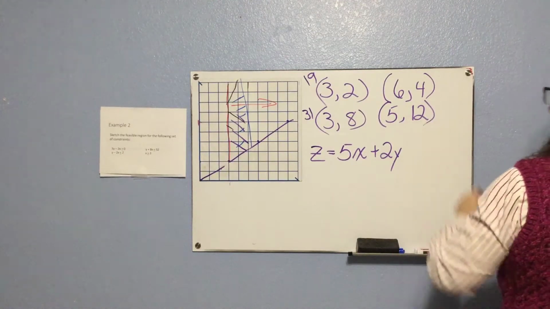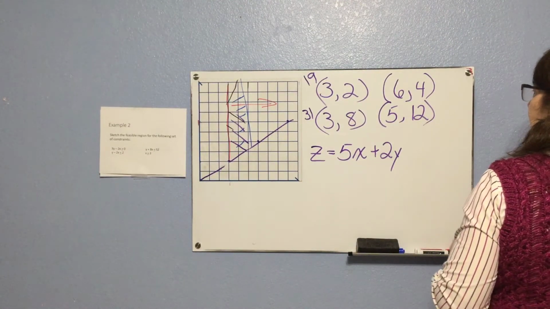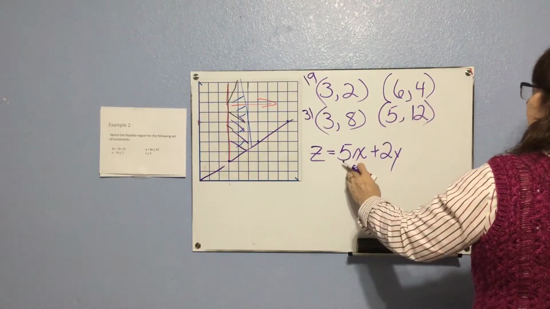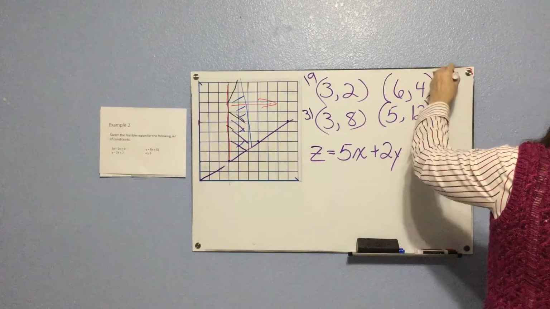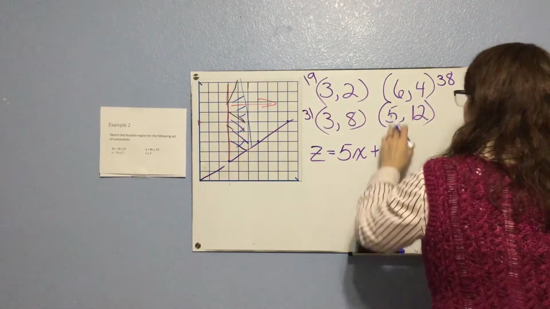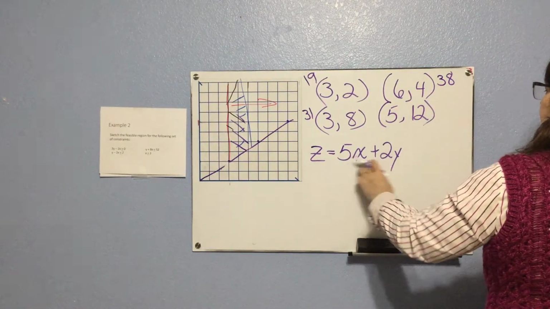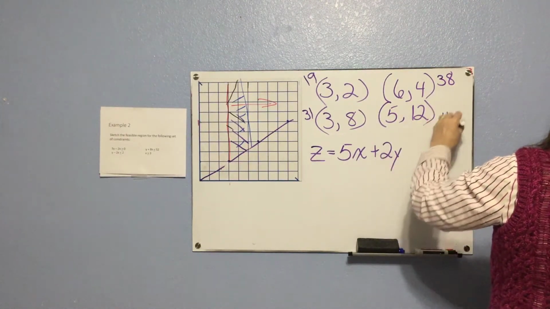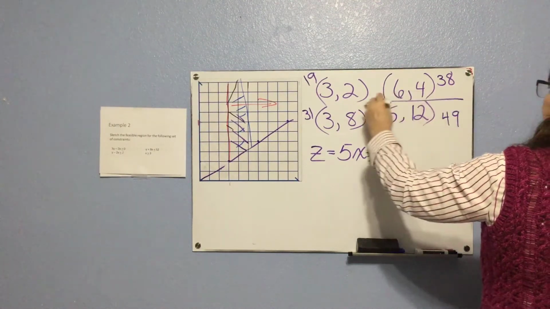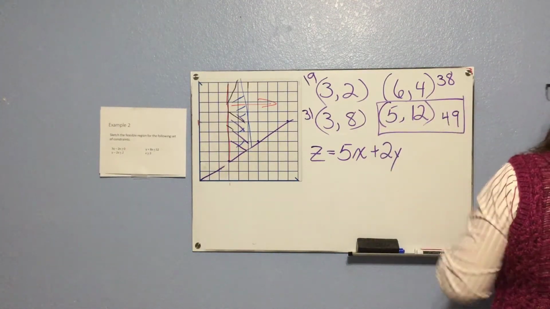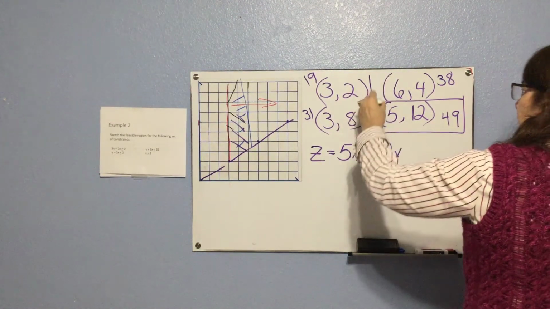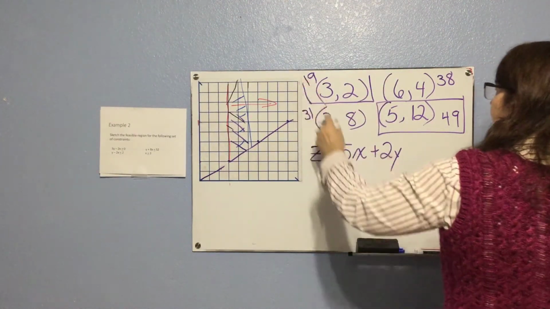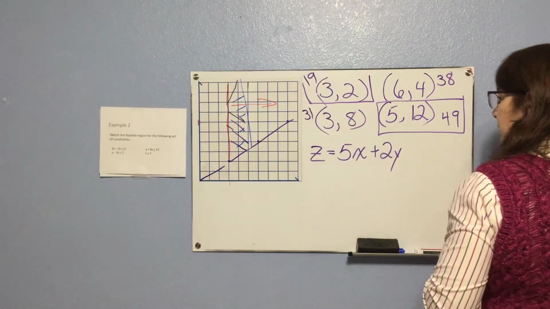But let's try these other two as well. 6 times 5 is 30, plus 8, so this one's 38. 5 times 5 is 25, plus 24, so this one's 49. So if I'm looking for a maximum value for my objective function, there it is. If I happen to be looking for a minimum value, I would choose this one.